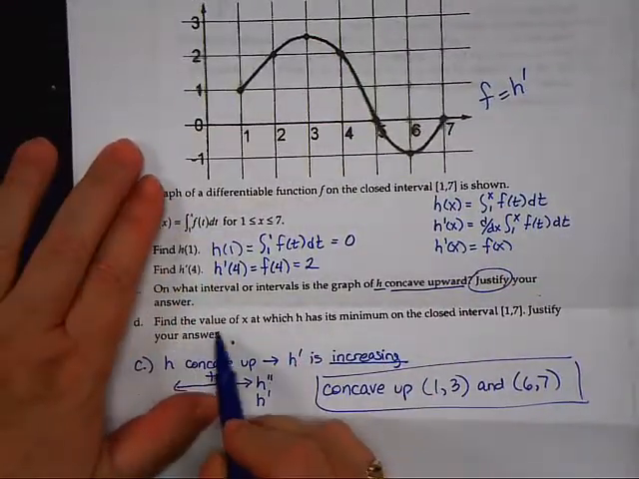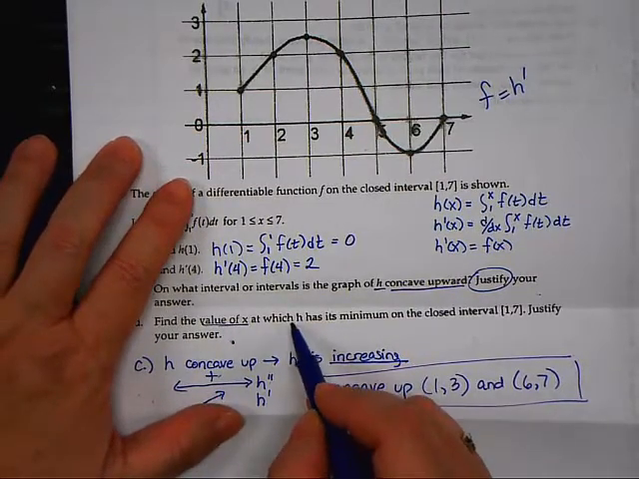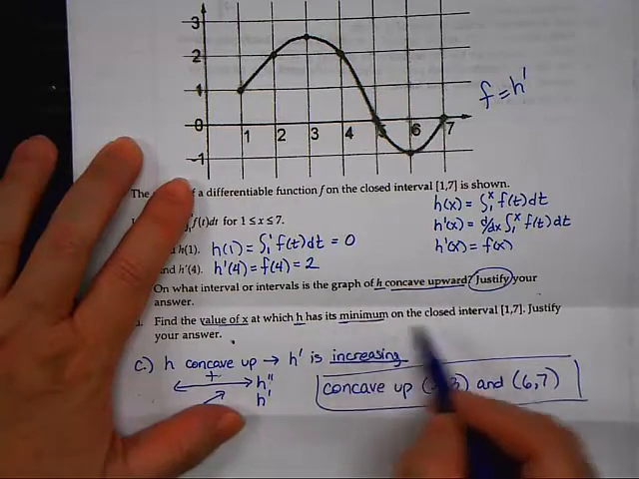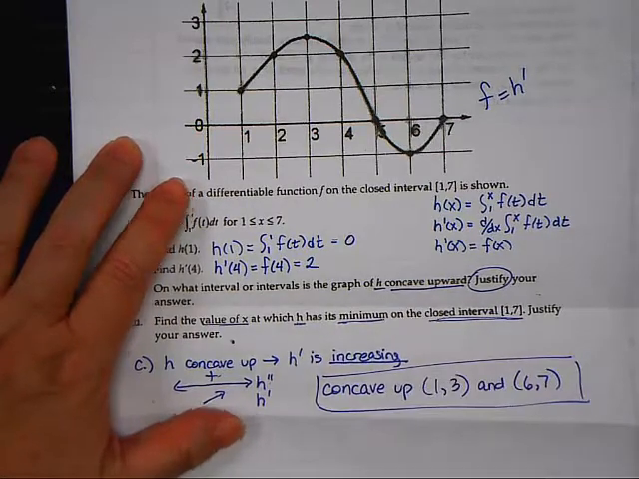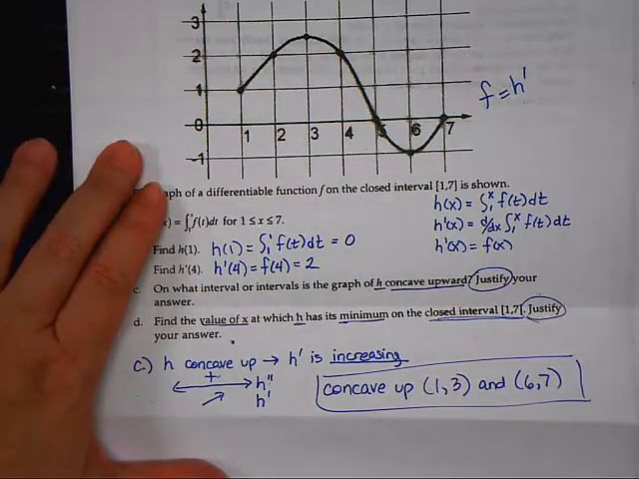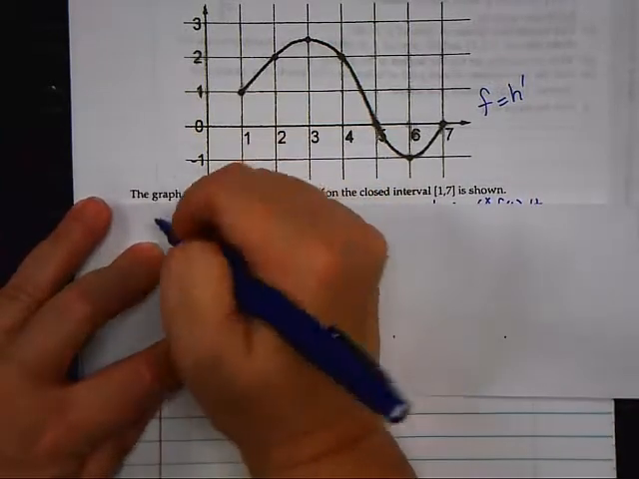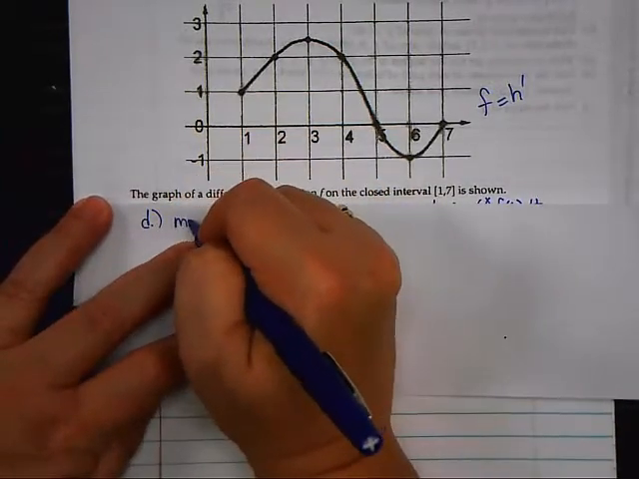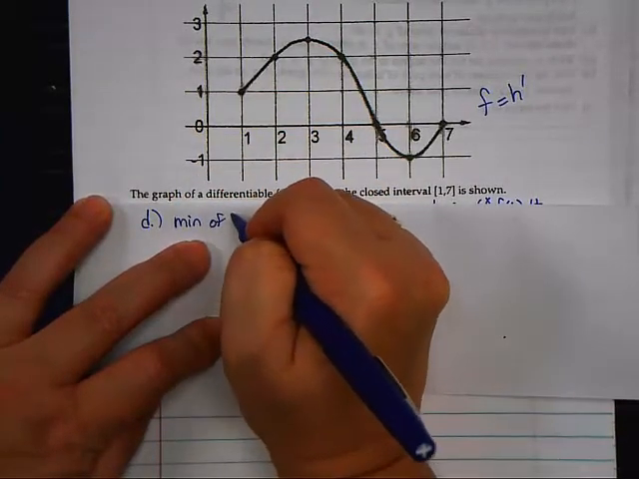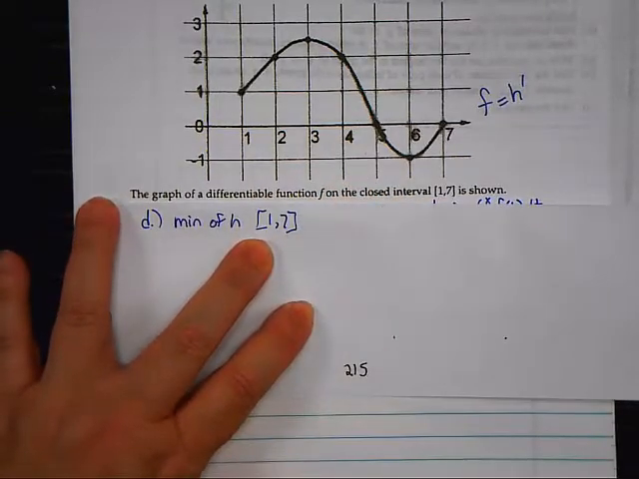It says, find the value of x, so I'm supposed to end up with an x value, at which h has its minimum on the closed interval from 1 to 7, and justify. Okay. So I'm going to summarize that right here. For D, I need the minimum of h on the closed interval from 1 to 7. Minimum of h.